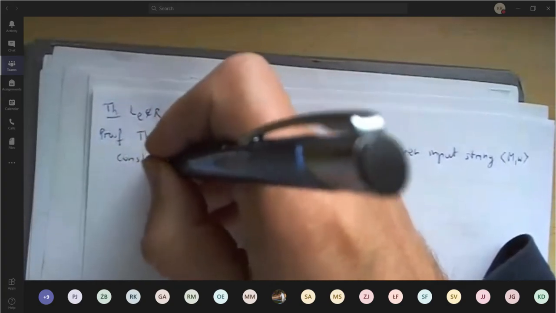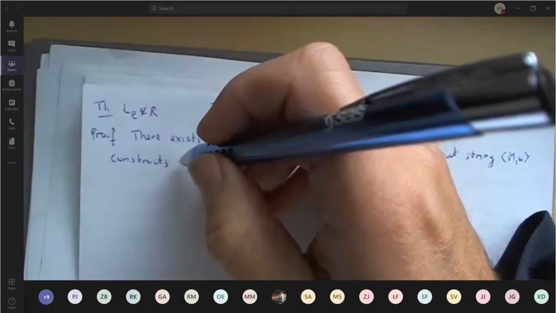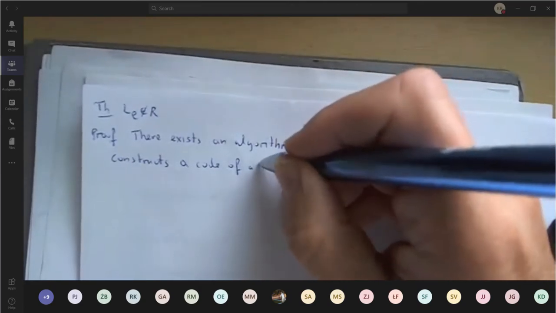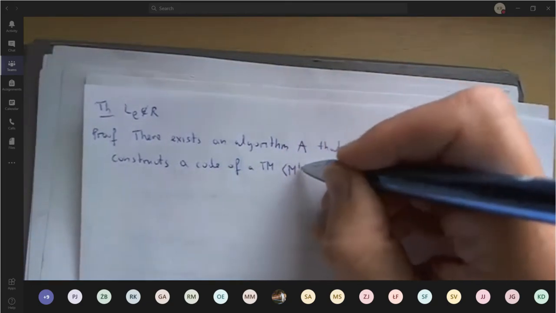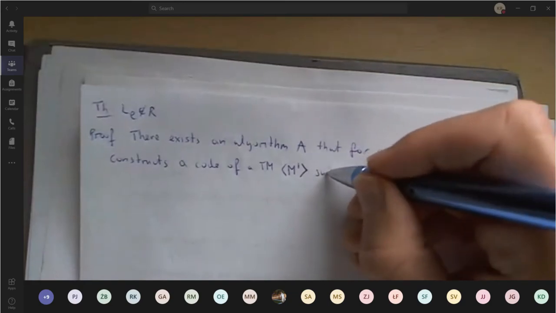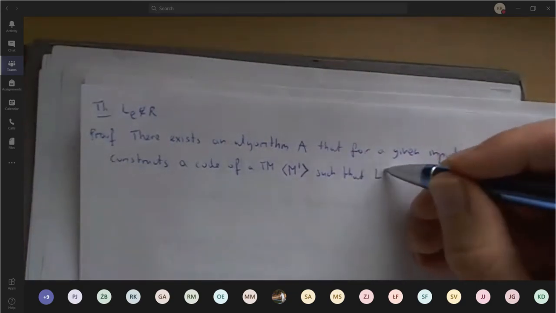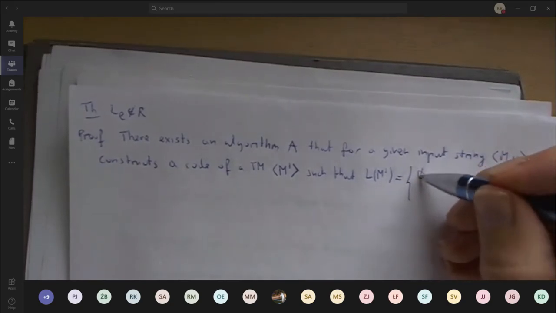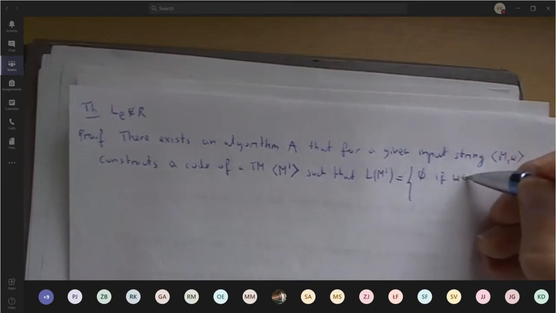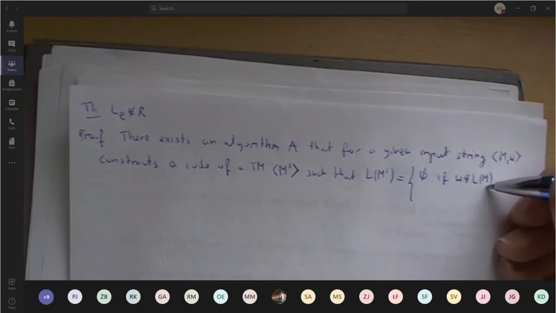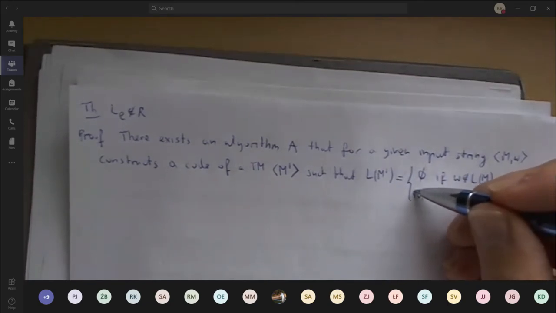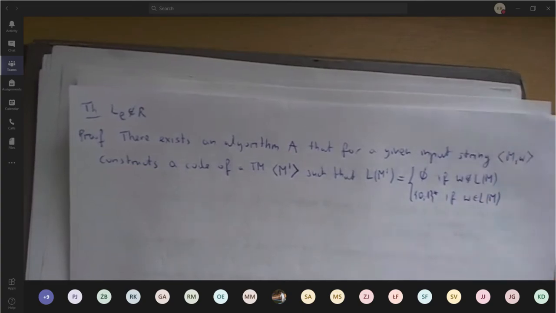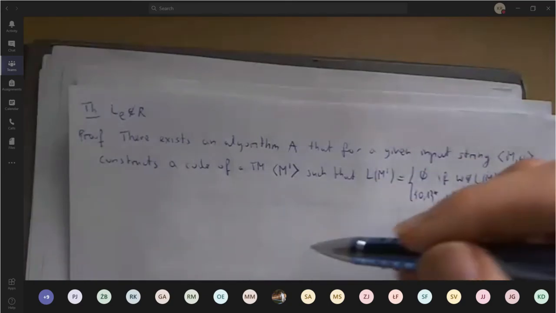constructs a code of a Turing machine. I will call this Turing machine M prime, such that the language accepted by M prime is either empty if W is not accepted by M, or full, so every string belongs to the language, if M accepts W. So now I will draw this M prime Turing machine.